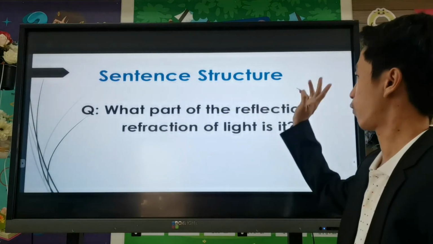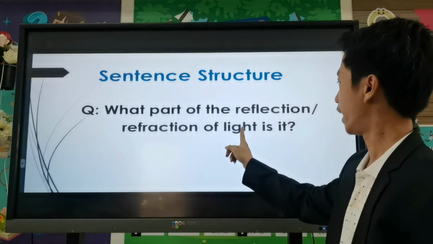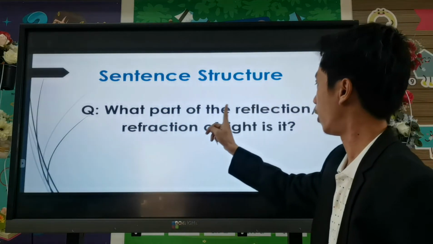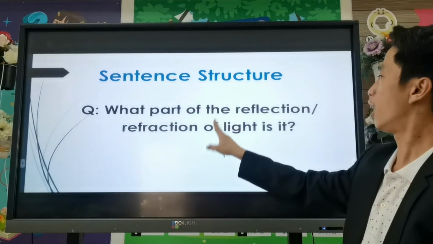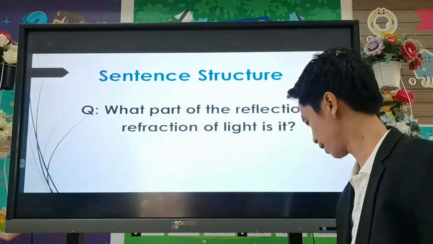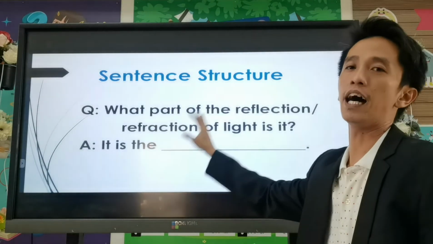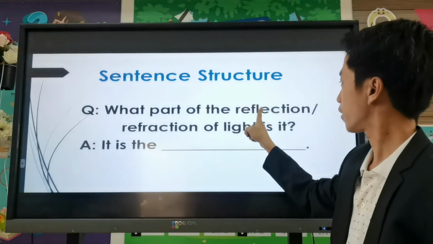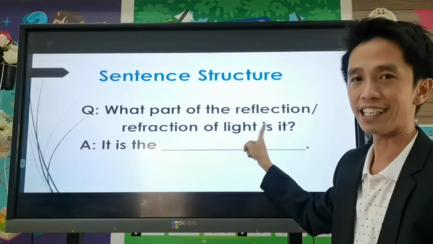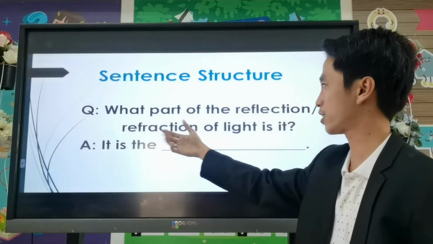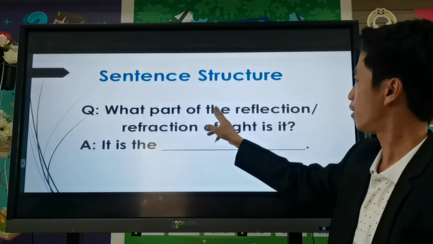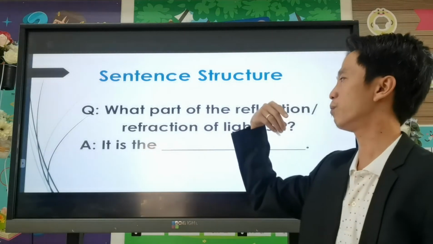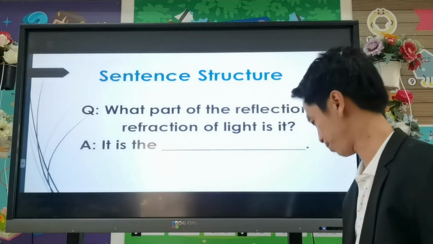Okay, sentence structure. What part of the reflection of light is it? Okay, the other question. What part of the refraction of light is it? Okay, answer. Is it the blank? Again, question. What part of the reflection of light is it? Then other question. What part of the refraction of light is it? Answer. You just simply say, is it the blank?